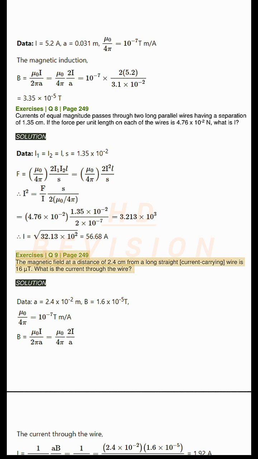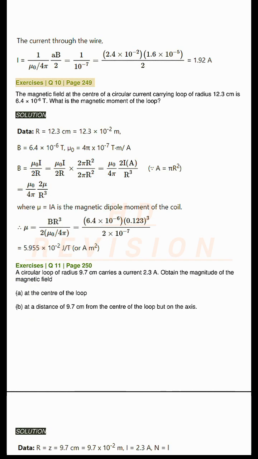The magnetic field at a distance of 2.4 centimeters from a long straight current carrying wire is 16 µT. What is the current through the wire? Solution. Exercises Q10, page 249.